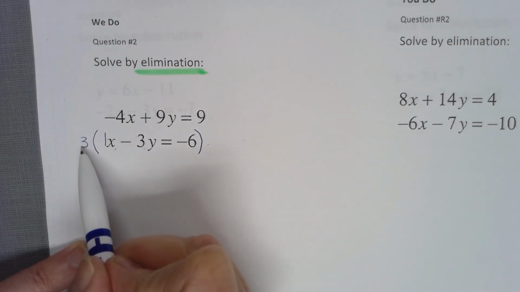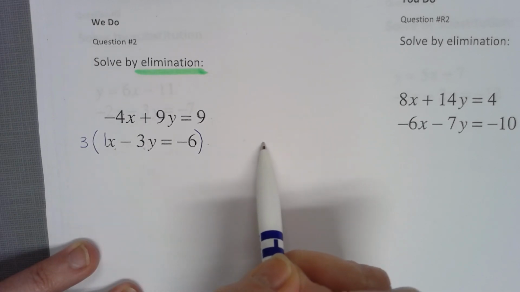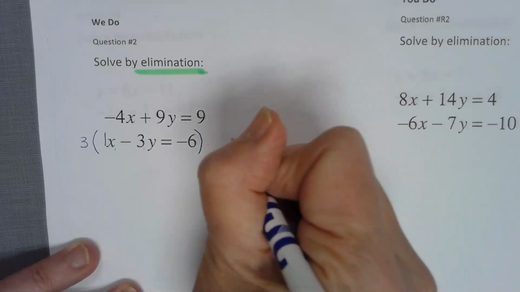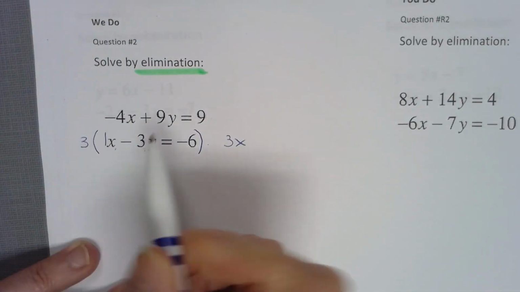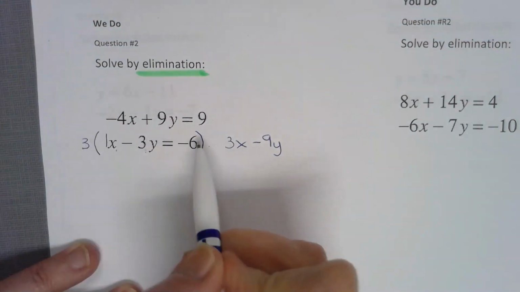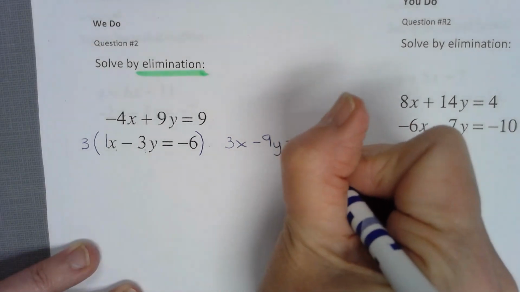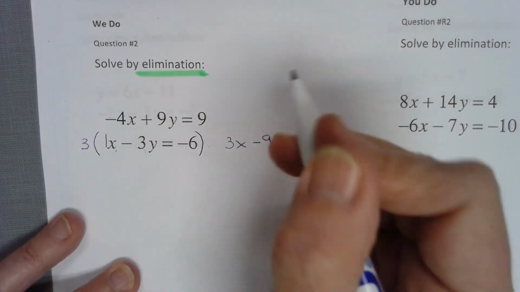So when I multiply every single term, I'm going to write my new equation over here. So 3 times 1x is 3x. 3 times negative 3y is negative 9y. And 3 times negative 6 is negative 18. Now I'm going to slide that top equation over.